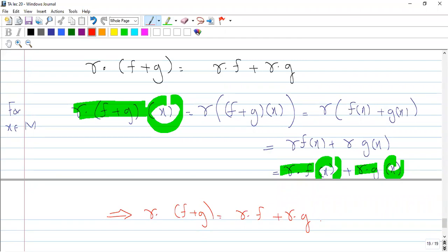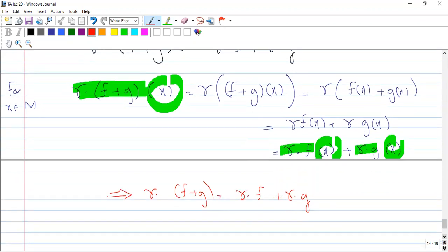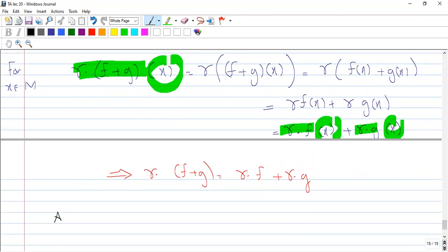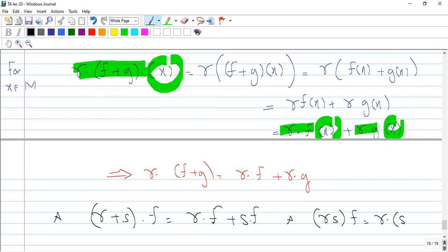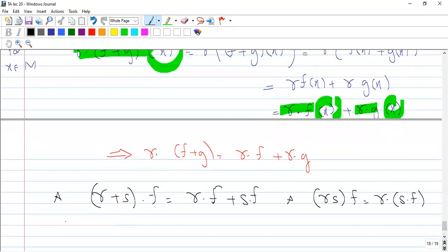So in the same way, using the definition of the scalar multiplication and the point-wise addition, you can prove other properties like this. So other properties होती हैं, that (r plus s) dot f equal आएगा r dot f plus s dot f. In the same way, rs into f is equal to r dot s dot f, and 1 dot f again is equal to f. Okay, so these are other module properties which you can verify.